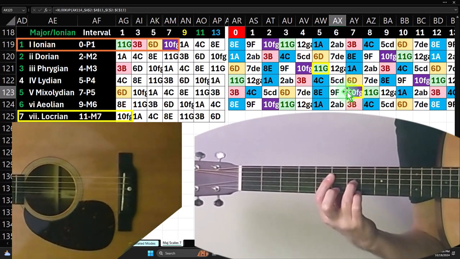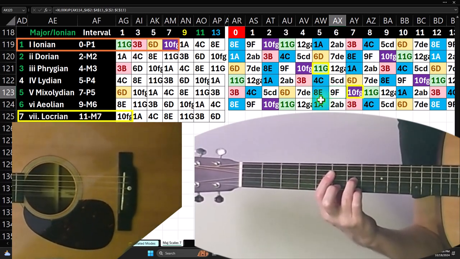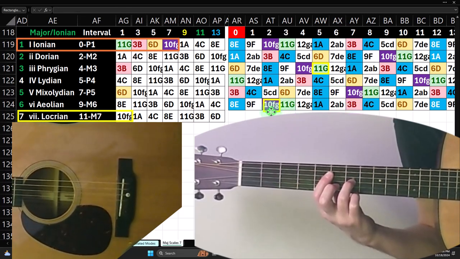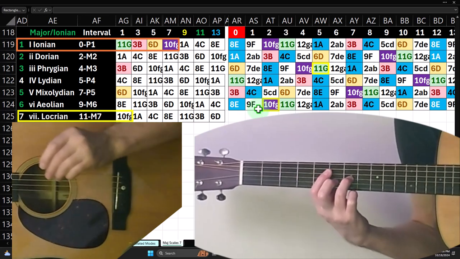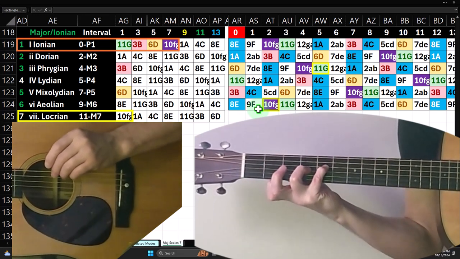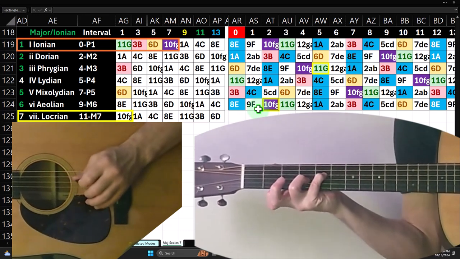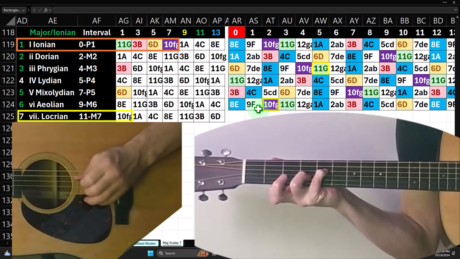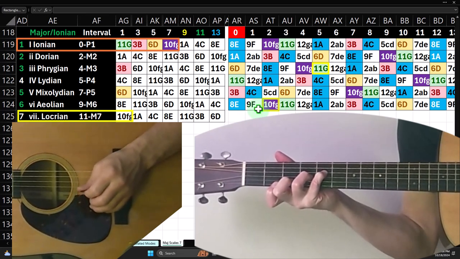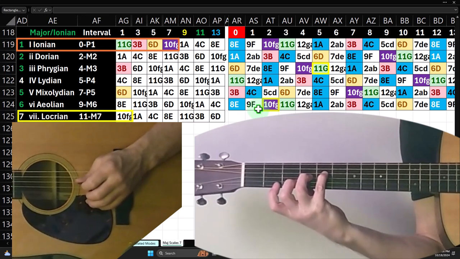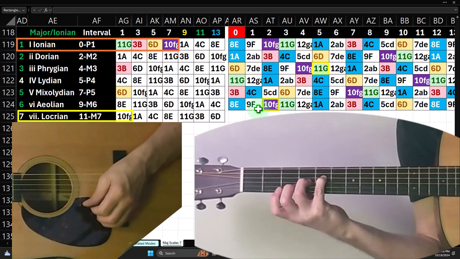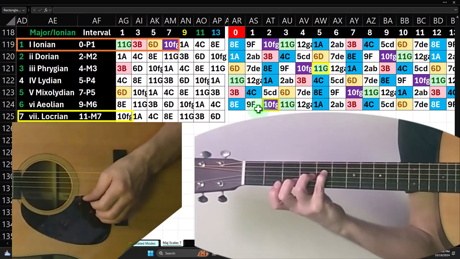I could also bar this side off. Anyway, we'll keep that. And then the next one down is back here again on the 10. So back down to the 2. So there's my third. And then the fifth would be right here. That's interesting, because that's that shape. It looks like it should be easy to play. It's kind of hard to play that, actually.